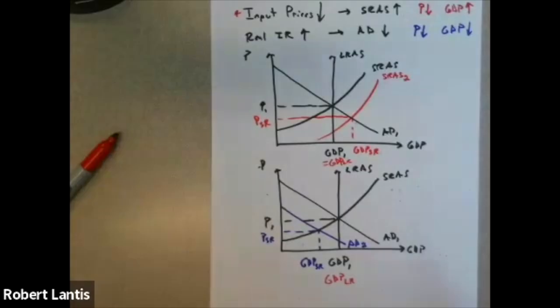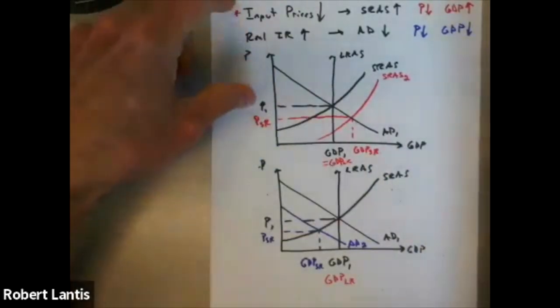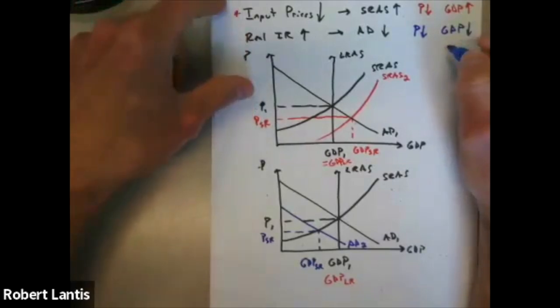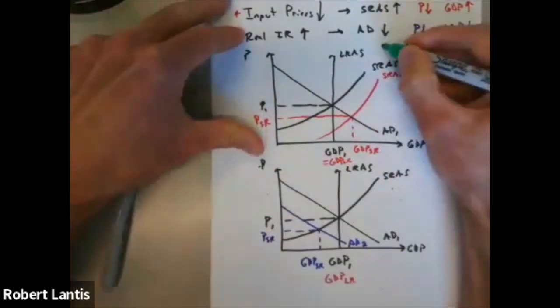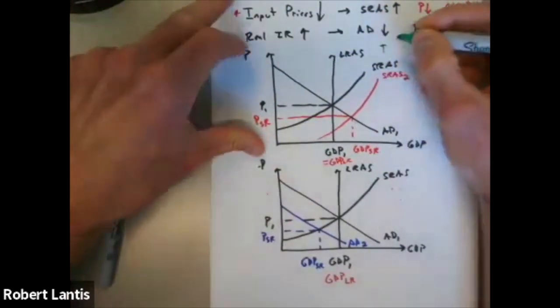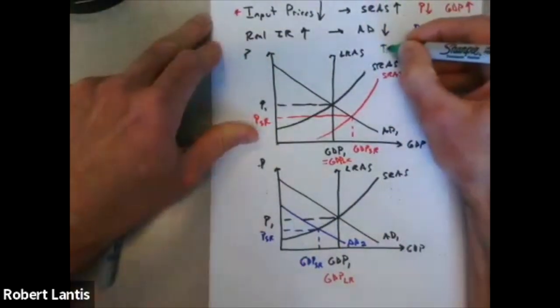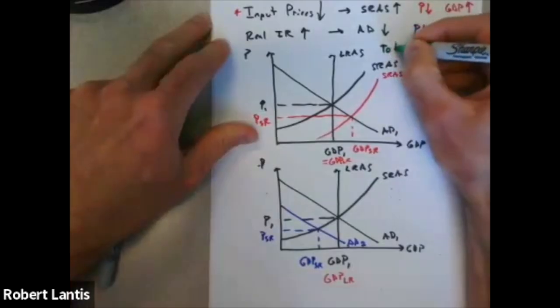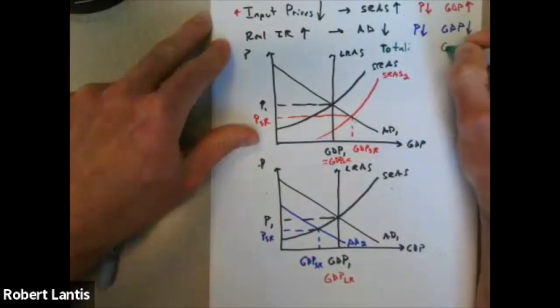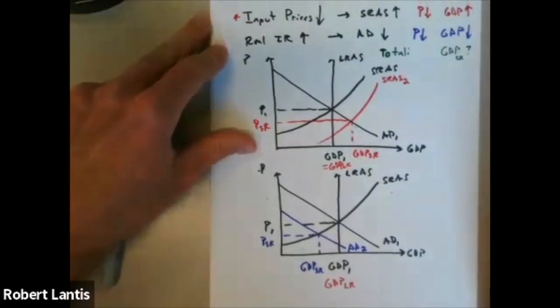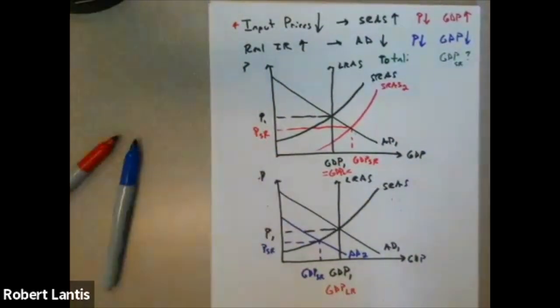Now, in order to have an inflationary gap, what must be true? Well, one of these is pushing my short-run GDP to be lower. One of these is pushing my short-run GDP to be higher. So if I didn't give you any additional information, and I asked what's the total effect, I don't know what's going to happen to my short-run GDP. I would have to know which of these effects is larger.